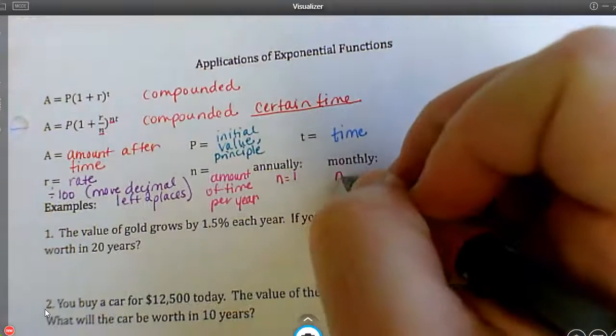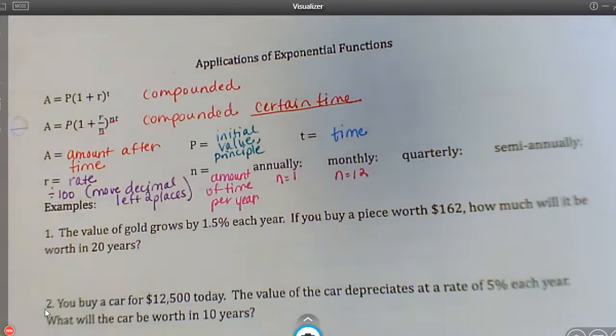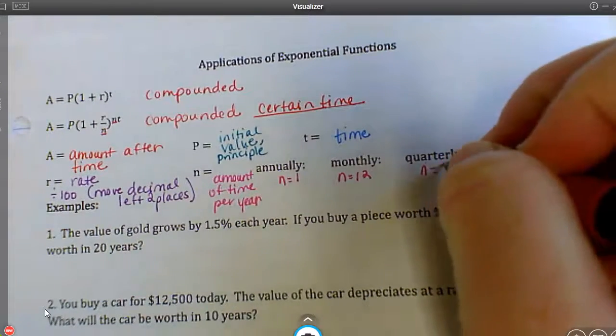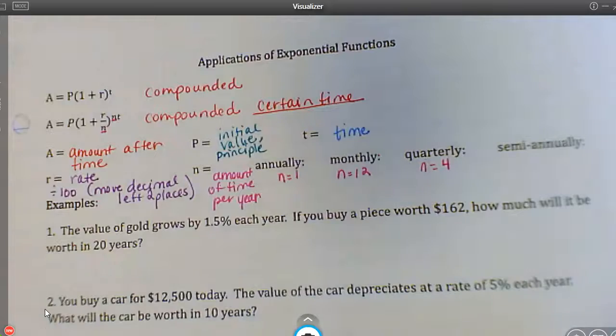Well, there's 12 of them. So N would be 12. Quarterly. If you think about separating the year into quarters, you're separating it into 4 different parts. It's every 3 months, but you're separating it into 4 parts, just like 4 quarters make $1. Okay? And so in that case, that means that there are 4 quarters per year.